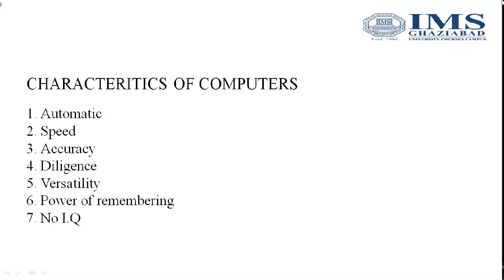Versatility. A computer can perform very different tasks at the same time. For example, at one moment it is playing some songs, at another moment it is calculating the result of the students, at some other moment it is printing some paper. So a computer is a versatile machine. It can perform different tasks at the same time.